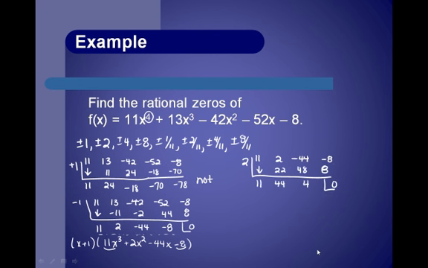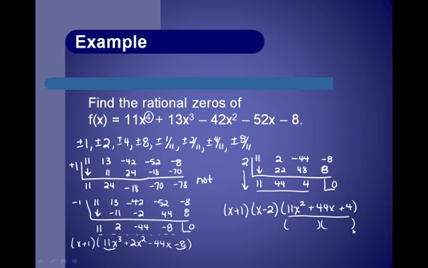When we try 2, you notice we get a remainder of 0, which now tells us that x minus 2 is also a factor. So we had x plus 1 as a factor from the first try. If 2 is a 0, then x minus 2 is going to be the next factor. And then we've got a remaining factor of 11x squared plus 44x plus 4. So our question is, can we factor that? Well, it's a trinomial of degree 2, so let's try it.